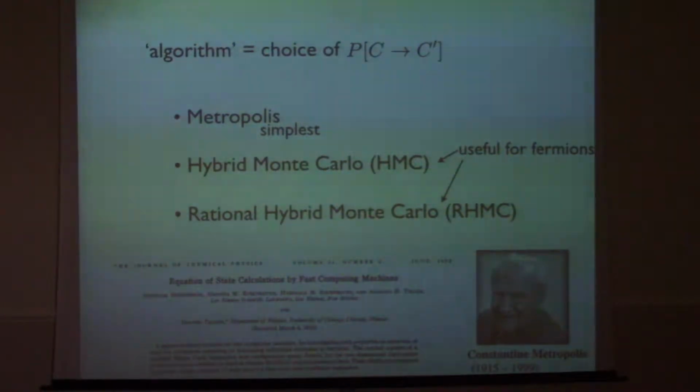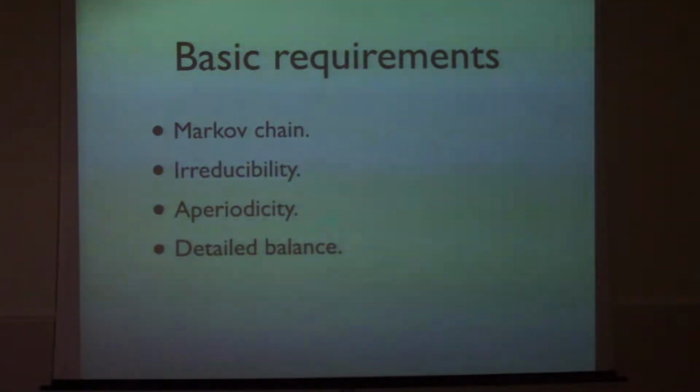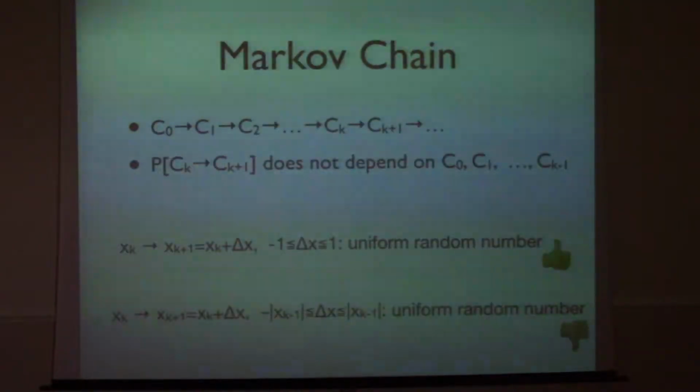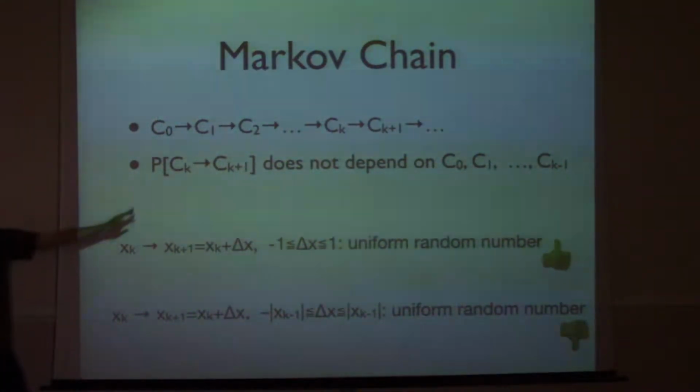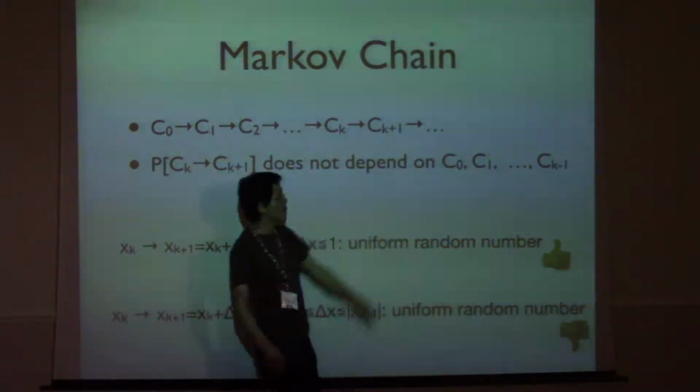Okay, so I will explain this Metropolis algorithm here. If you understand the Metropolis algorithm, basically you understand all Markov chain Monte Carlo. Others are just technical improvements. There are several basic requirements: Markov chain, irreducibility, aperiodicity, detailed balance. Let me explain these four conditions one by one. Markov chain means that the transition probability from one configuration to the next does not depend on previous history.